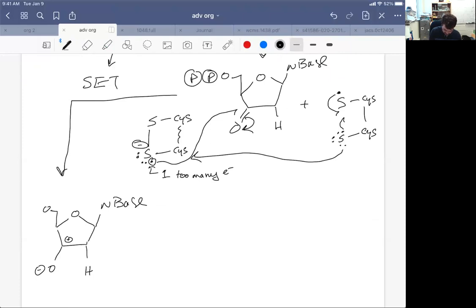I'm going to draw that positive charge just for a second. What I'm going to do is I'm going to take that radical, it was right here in the circle, 1 too many electrons, giving the sulfur a negative charge. And I'm just going to stick it right here. Now, if I do that, let's do this. I don't want that.